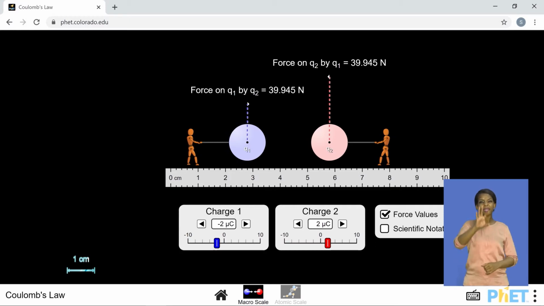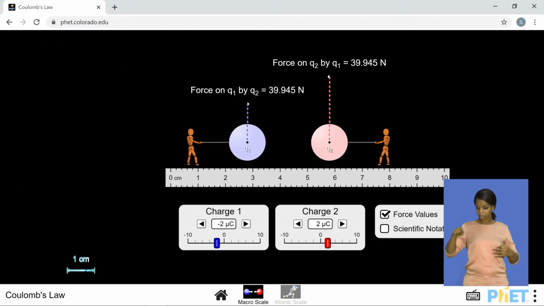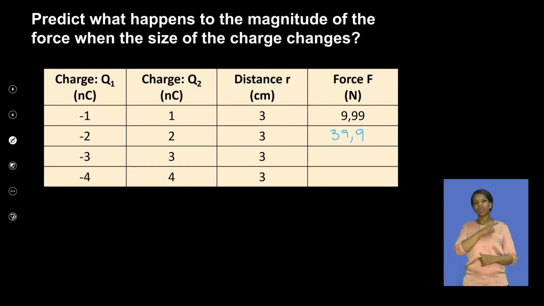So if we go back to our table, we'll write here 39,9 newtons. Now, we make them 3 times as big, both of them, and see how that affects the magnitude of the force between them. So this becomes -3, while that becomes +3 microcoulombs. Already this is even bigger. It's almost 90, which is 89,9 newtons, if you can round it off.